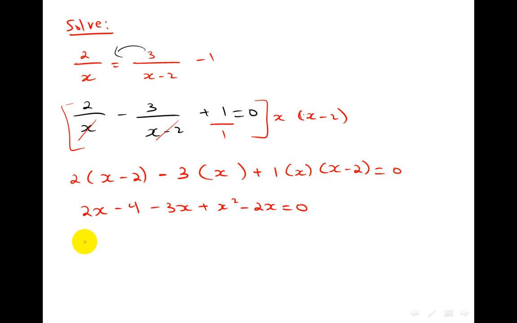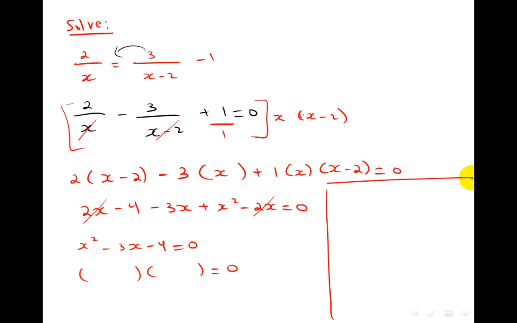Collect the like terms. I'll start with x squared with the higher power, and you have 2x minus 2x. These are going to be cancelled out, so what will be left here is negative 3x, and still you have here negative 4 equals 0. Okay, this is a quadratic equation, so you can factorize it first. Once you factorize here, what are the numbers when multiplied will give you negative 4, and when added negative 3, they are going to be x times negative 4 and x times plus 1, because negative 4 times 1 is negative 4, and negative 4 plus 1 is negative 3.